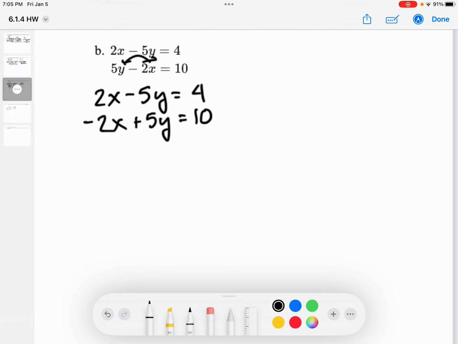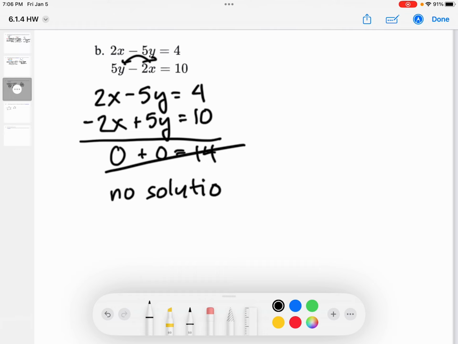And I notice, okay, I have a positive 2x and negative 2x here. If I add those two together, I'm going to get 0 plus 0 equals 14, which is clearly not true. Right? So what happened? Did I make a mistake? No, what this means is there is no solution. These two lines are parallel to each other, right? I don't know what the exact slope is without doing a little work, but they go on forever and they don't intersect.